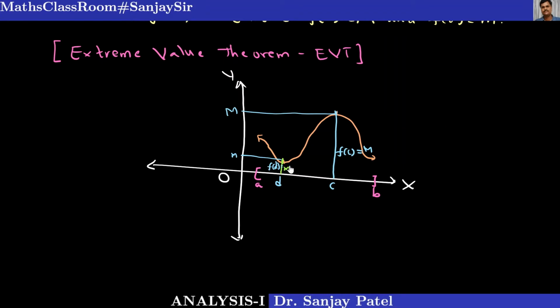This is small m, that is capital M, and we can always find some 2 points C and D, for which at one point you will get maximum and another point you will get minimum value of this function. Okay.